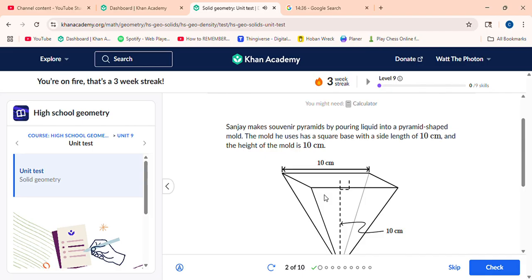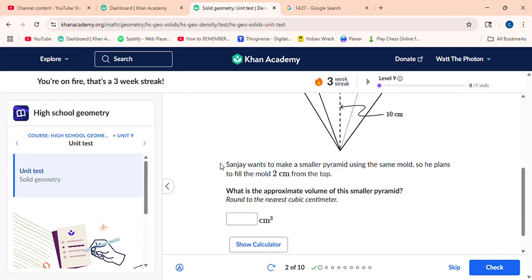Sanjay makes souvenir pyramids by pouring liquid into a pyramid-shaped mold. The mold he uses has a base of 10, a side length of 10, and a height of 10. He wants to make a smaller pyramid using the same mold, so he plans to fill the mold 2 centimeters from the top. What is the volume?